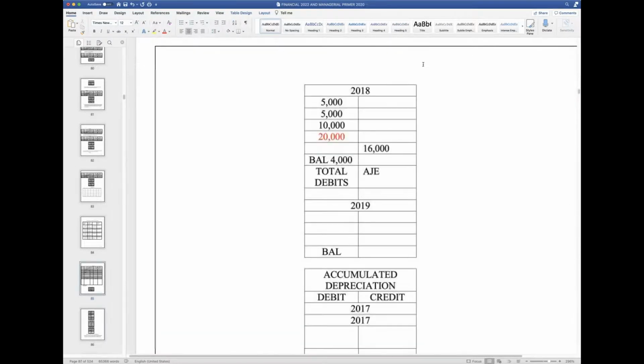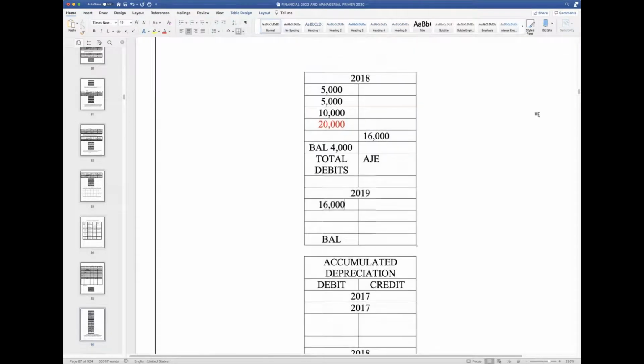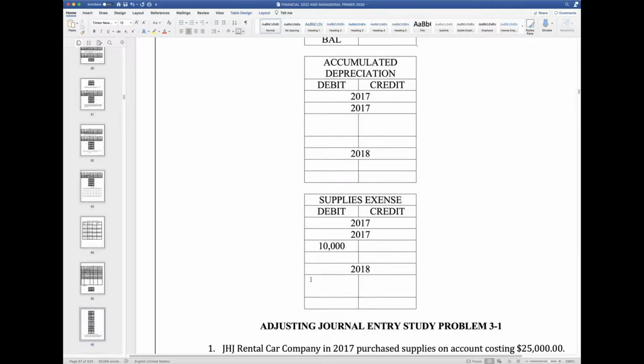And so in 2019, you'd have 16,000 here. Any questions? Okay. Is the 16,000 going to go under the supplies expense debit? Did I put it in the wrong place? No, I don't know. I can't really see what it's under. It should be on the supplies expense for 2018.